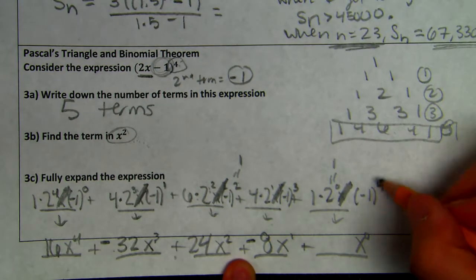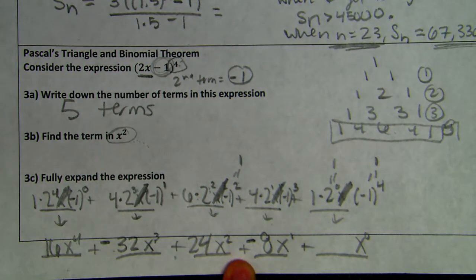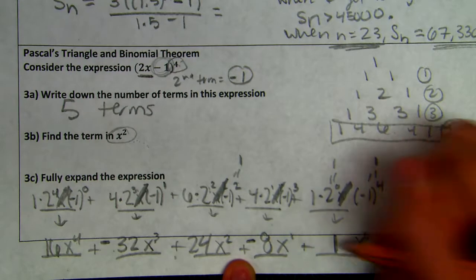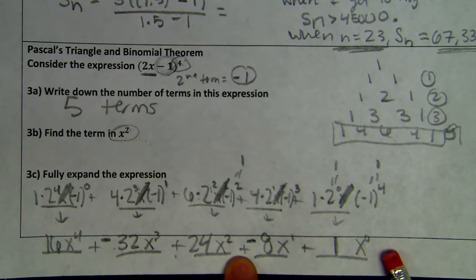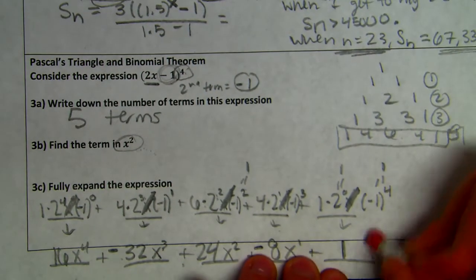This next one, 2 to the 0 is 1. That's good. (-1) to the 4th is also 1. So 1 times 1 times 1 is just going to give me a 1. And a reminder that our x to the 0 also equals 1. So that's good to go.